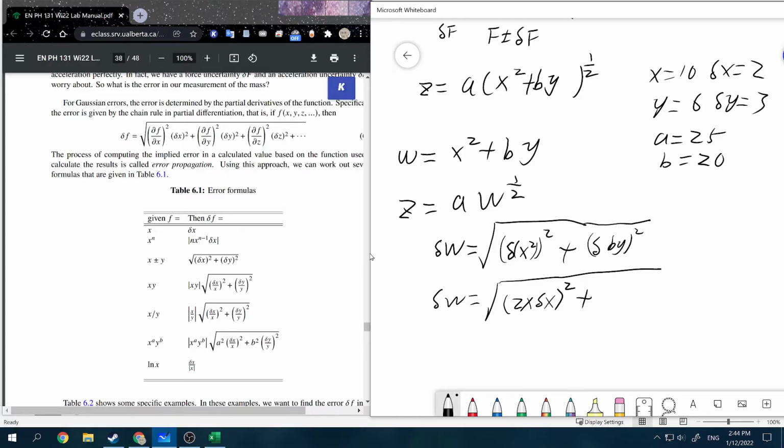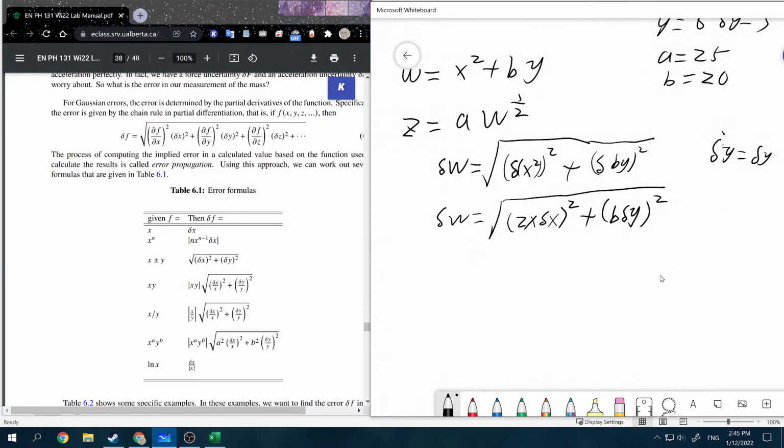And then plus area of b y, because area of b y is just b times area of y. The b, the constant, you carry with you. So the area of w is equal to 2x area of x, squared, plus b times area of y, squared. Ooh, okay, so that's that.